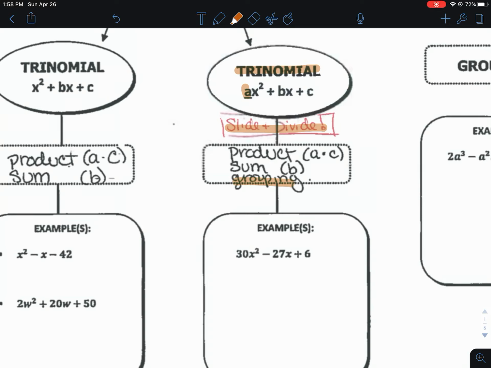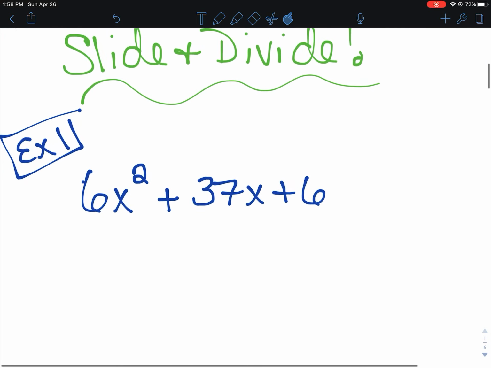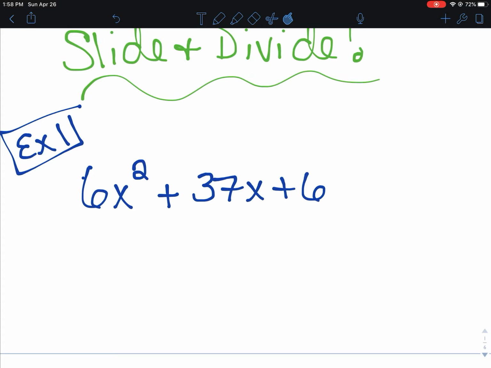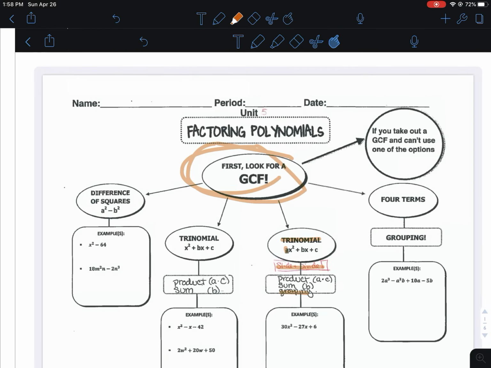And there's a guess and check method too. If you get really stuck with this, you can always try and use that. But we're going to focus on slide and divide today, which I think is the easiest. So before we fill in this example here, I'm going to do a simpler example of slide and divide. And remember our steps. First, we always look for a greatest common factor. So I always want to do that before I try one of these other methods, okay?